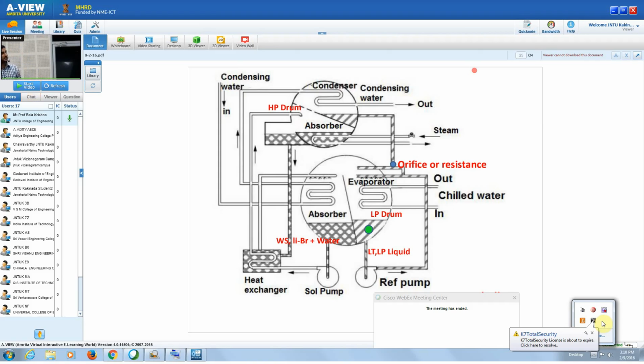See here in the high pressure drum, this particular location, what we have written is not absorber, it is generator. In the low pressure drum, condenser and generator are placed in one drum. In the bigger drum, the low pressure drum, absorber and evaporator are placed. In the high pressure drum, which is a smaller drum, condenser and generator are placed. Here the absorber is written, but it is actually generator, not absorber.